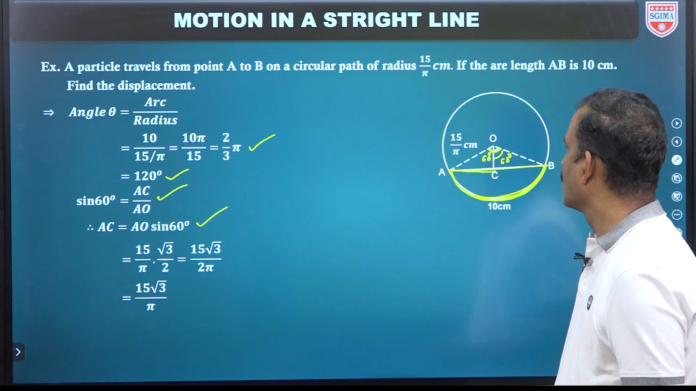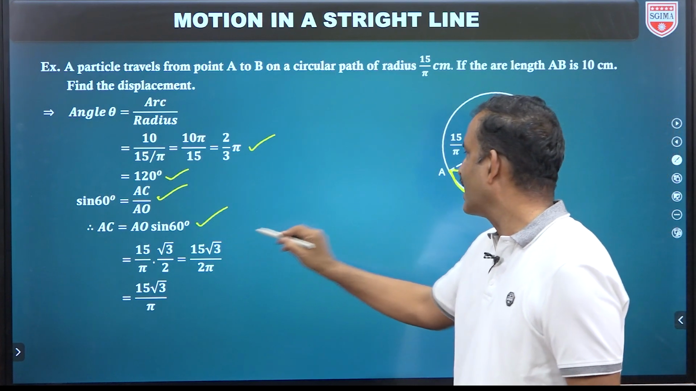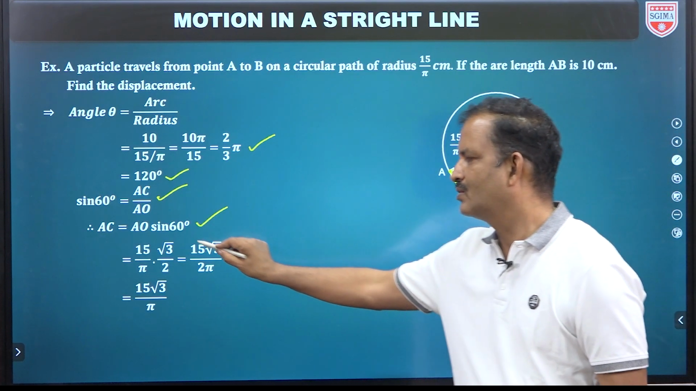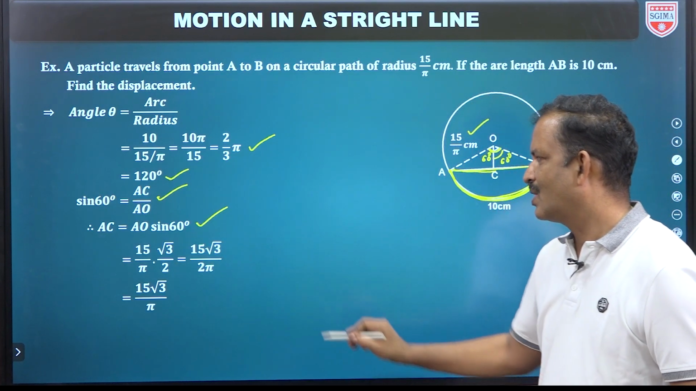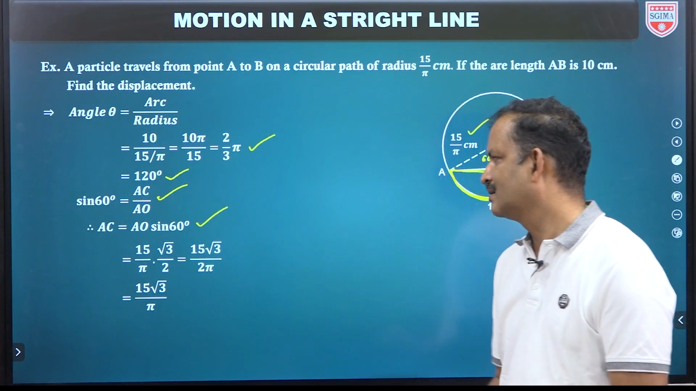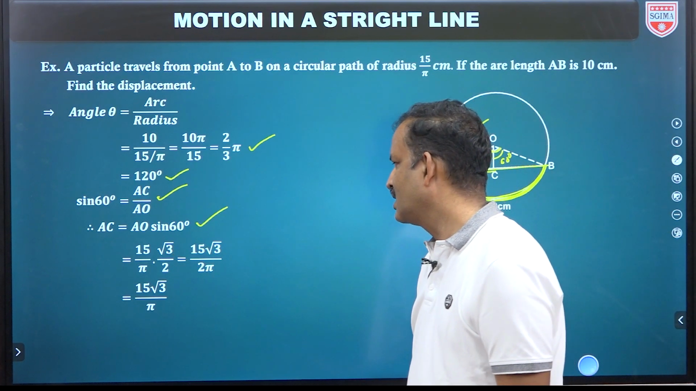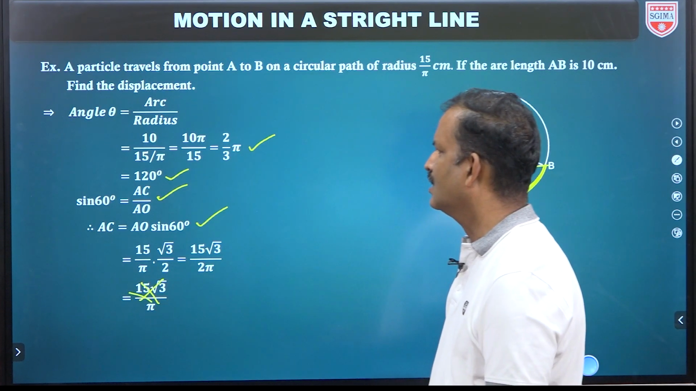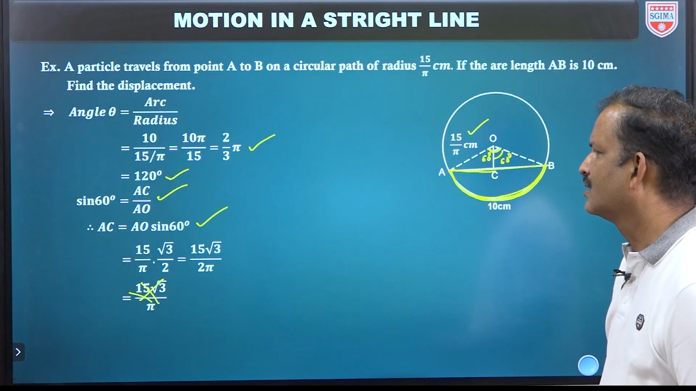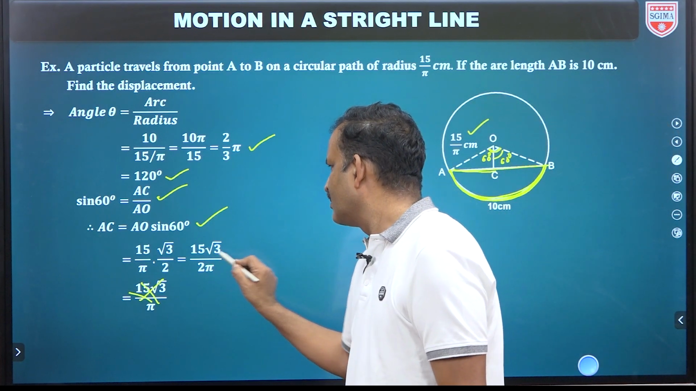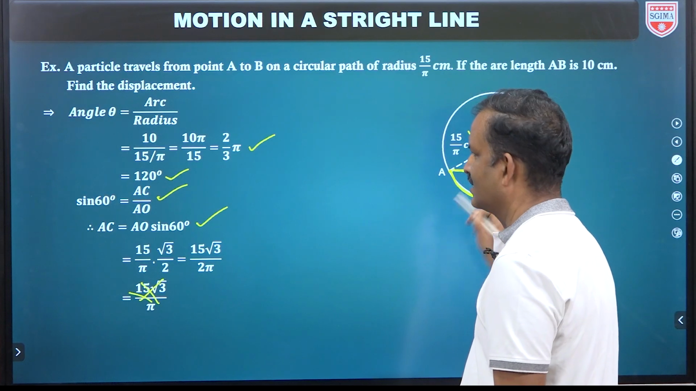So, AO is 15 by pi. This is AO, 15 by pi. Sin 60, you know, is root 3 by 2. So, I got 15 root 3 by 2 pi. So, this is the displacement of the body, but this we got only AC.